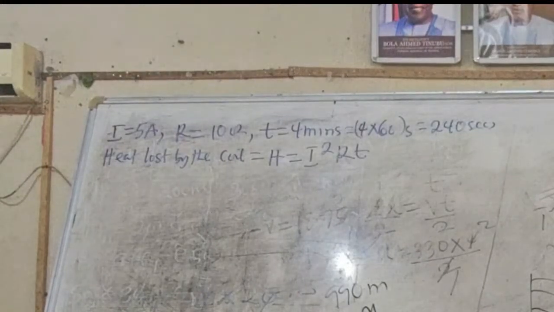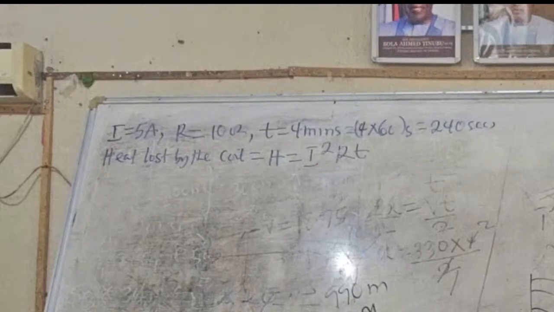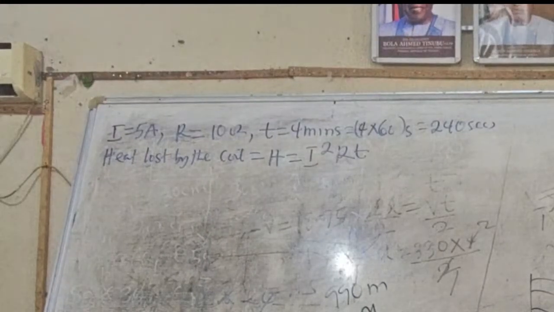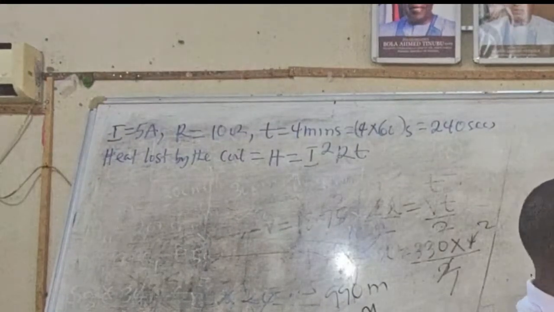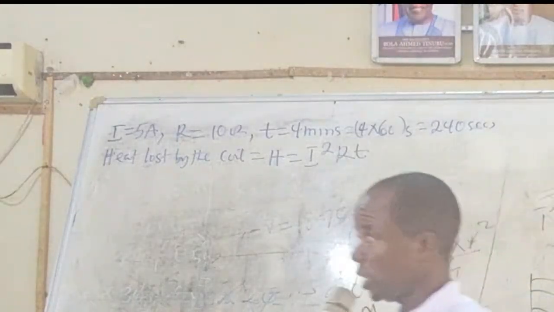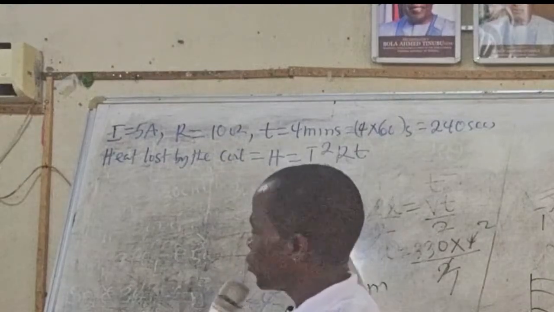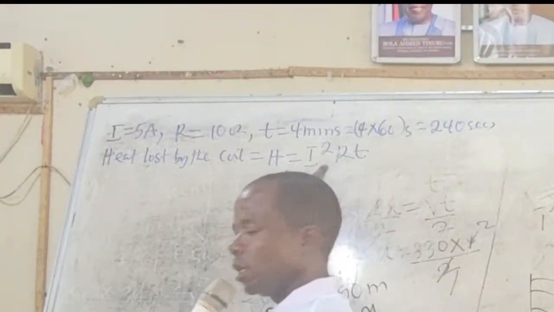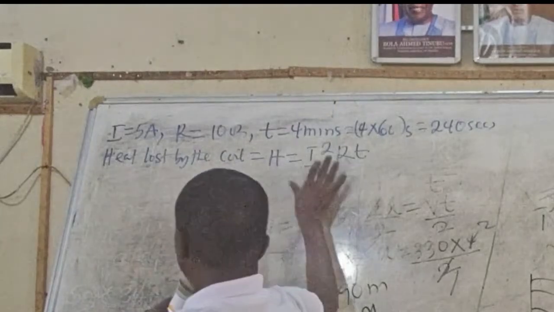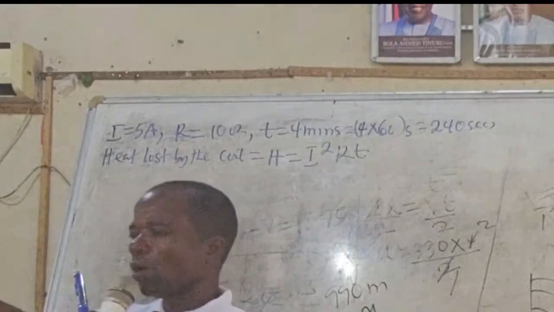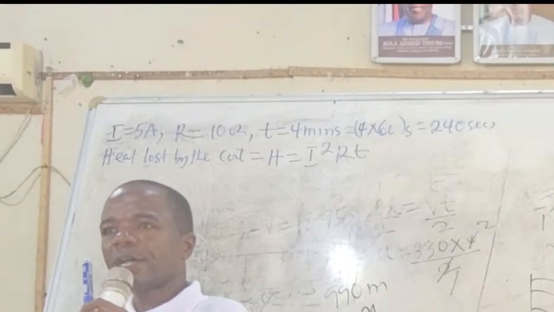So the heat is equal to I squared RT, or VIT, or V squared T over R, or lastly, we can say that H is equal to PT, where P is the power and T is the time. But here, we are given current I, resistor R, and time T. So that's why we are making use of this. So the heat lost by the coil will be this. And any heat that is lost by the coil will be gained by the water.